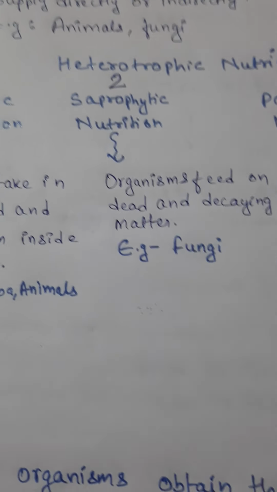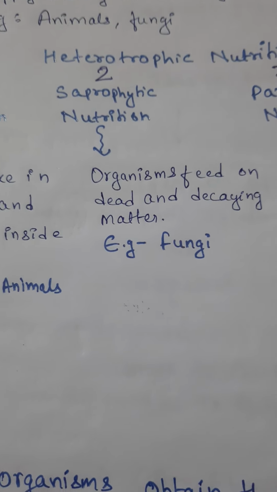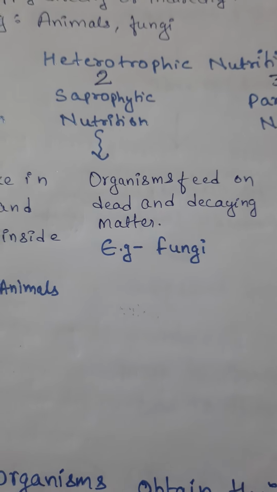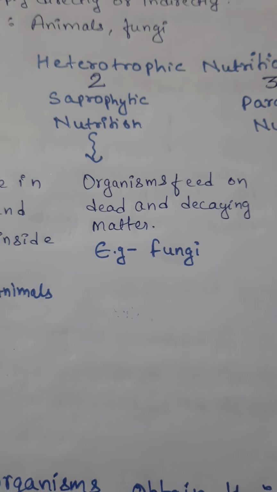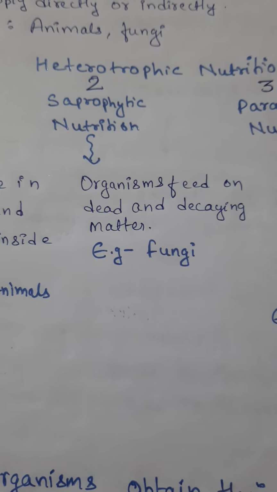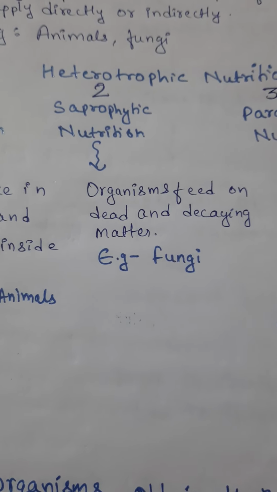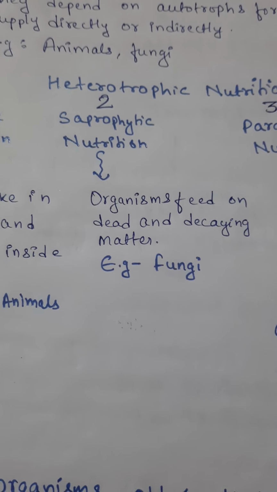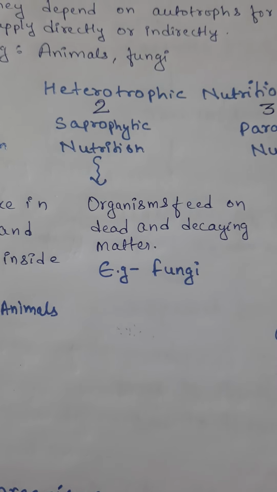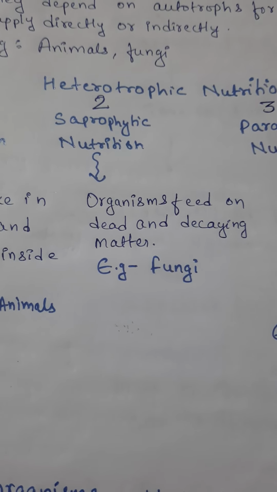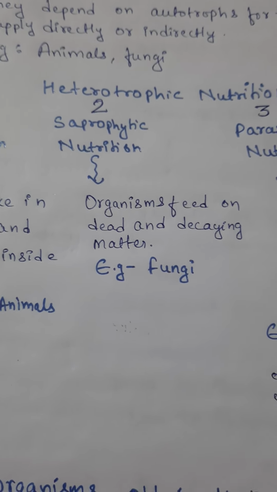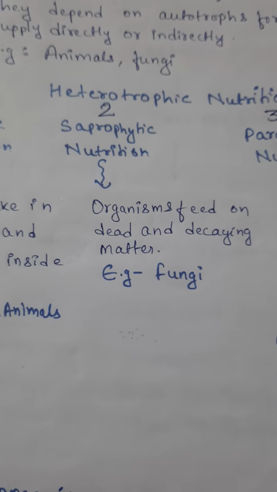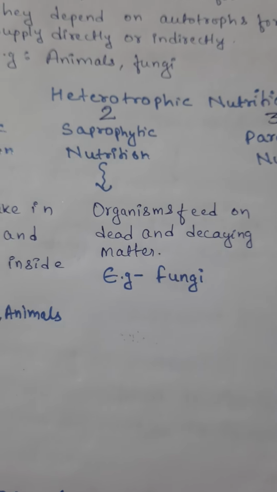And the next type of heterotrophic nutrition is saprophytic nutrition. Here the organisms feed on dead and decaying matter. For example, fungi like bread mold, the green colored things you can see on breads, yeast, and also the mushrooms feed on dead and decaying matter. And have you observed mushrooms? They mostly grow on dead logs and moist things.